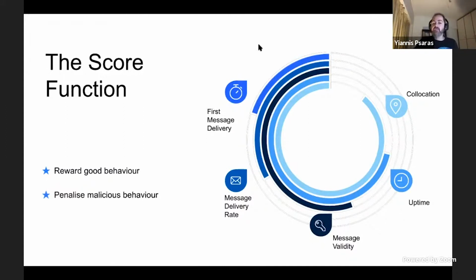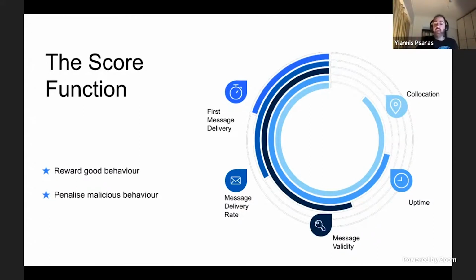First, we have message deliveries. A node is incentivized to send messages as quickly as possible and disseminate them to other nodes, because this way it increases its score. We have a message delivery rate, where we monitor how many messages we're receiving from other nodes, and if this is within some known limit that the peer has seen in the past, then this means that the other node is not hiding or dropping messages and trying to eclipse my node.